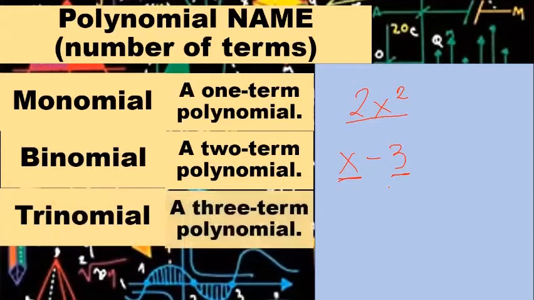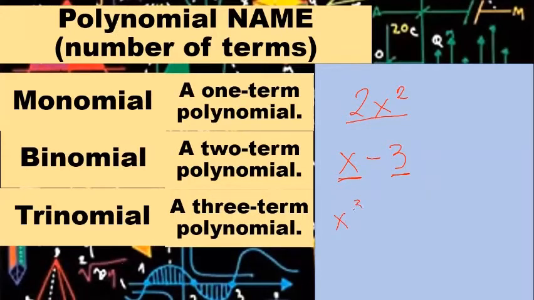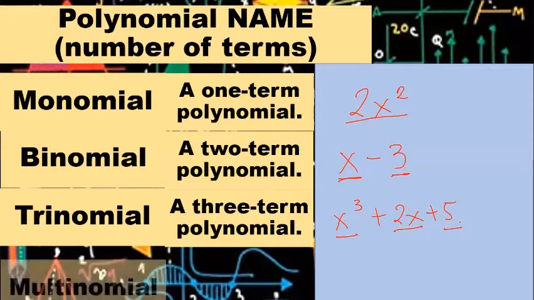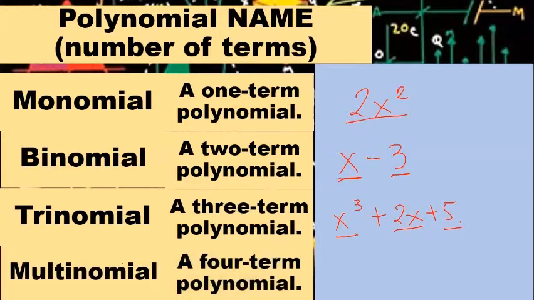Next, trinomial, a 3-term polynomial. Example, we have x cubed plus 2x plus 5. So this is the first term, second term, and the third term. So therefore, this is a trinomial. Next, multinomial. It is a 4 or more term polynomial. Say for example, we have x cubed minus 3x squared plus 5x minus 8. So this is a multinomial because we have x cubed as the first term, this is the second term, third term, and the fourth term.